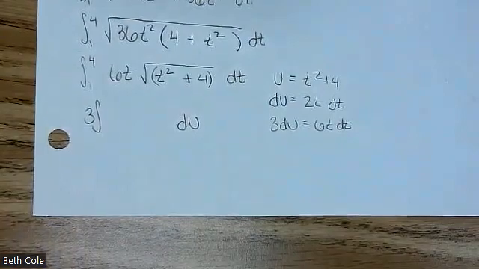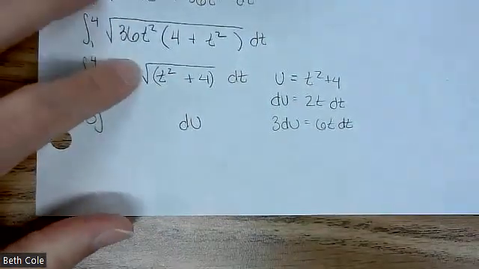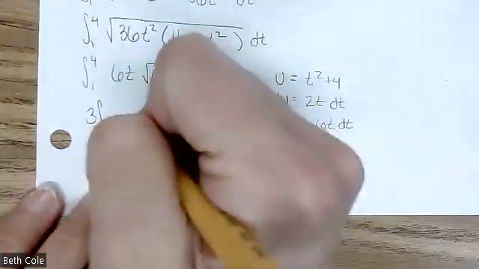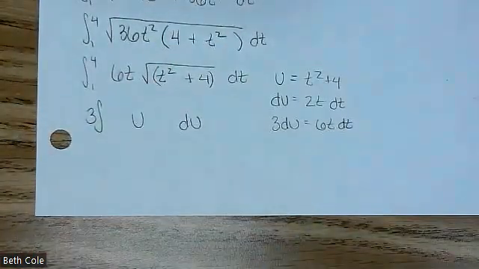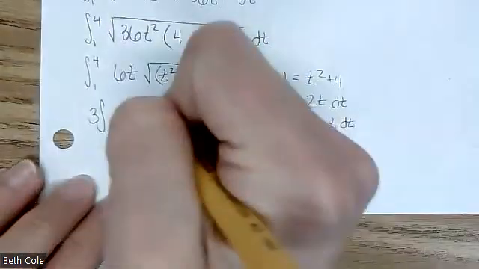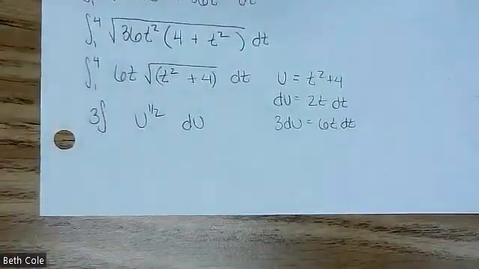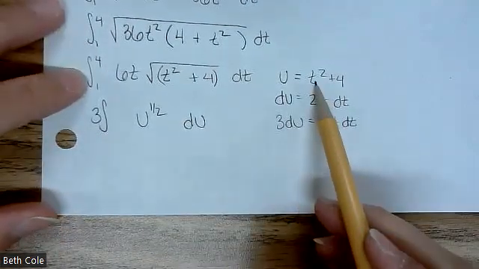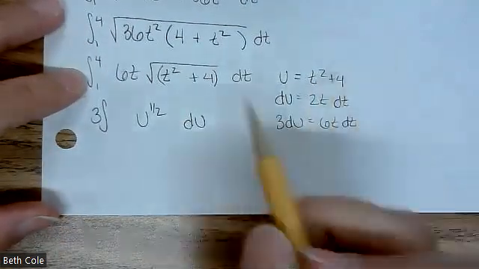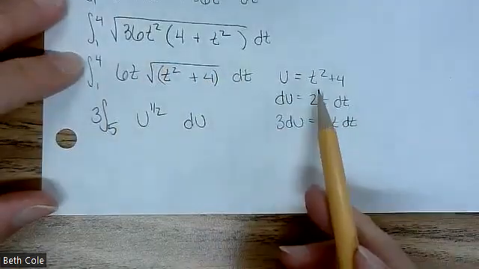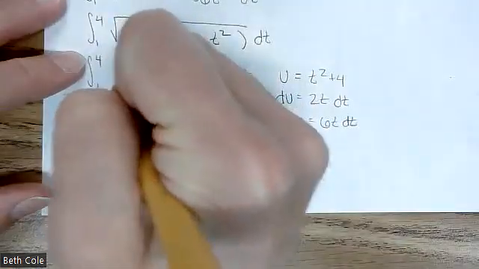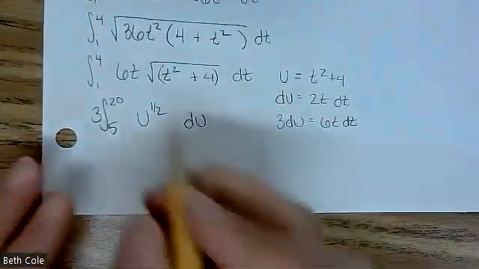What's still there? We substituted for the 6t, so that's taken care of. The square root of u, which I'm going to write as u to the 1/2. Beautiful. Why didn't I write the boundaries 1 to 4? You've got to adjust them. Plug in 1 right here, that'd be 5. Plug in 4, is that 20? And then do the antiderivative.